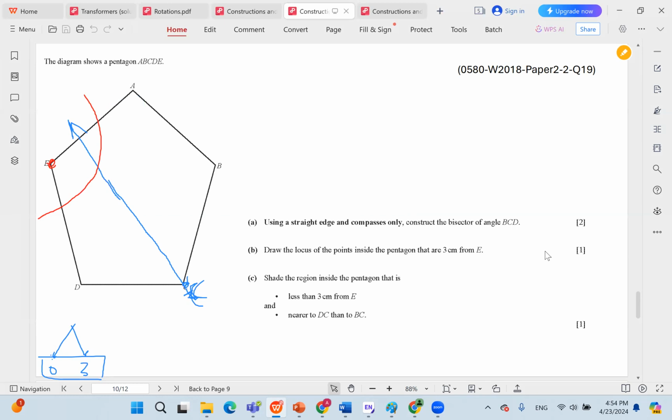Now we want the region inside the pentagon that is less than 3 centimeters from E. So within the circle, within the red arc, and nearer to DC than to BC. So nearer to DC than to BC means that we're shading on the left of the blue arrow. So it should be this region right there. This should be our shaded region.